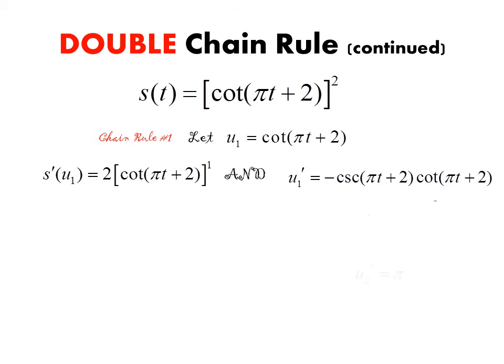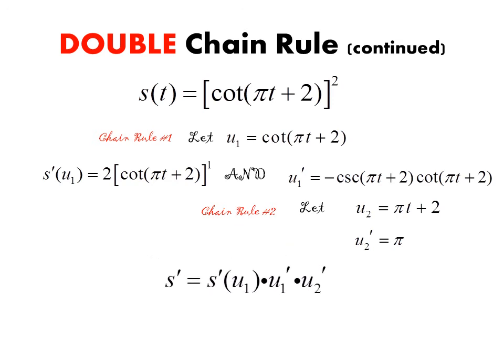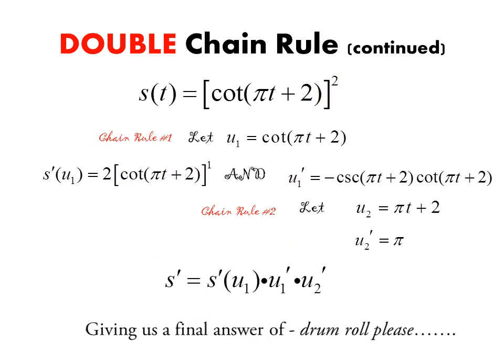But now here's the thing. There's a second function hiding inside. We talked about that before, pi t plus 2. And if we let that be, let's say, u subscript 2, then the derivative of that is simply just pi. So now, what would this look like? Well, when we apply the chain rule here, we're going to be looking at the original outside function times the first inside function times the second inside function, all derivatives.